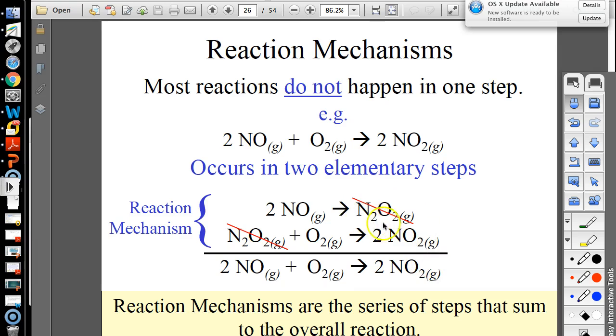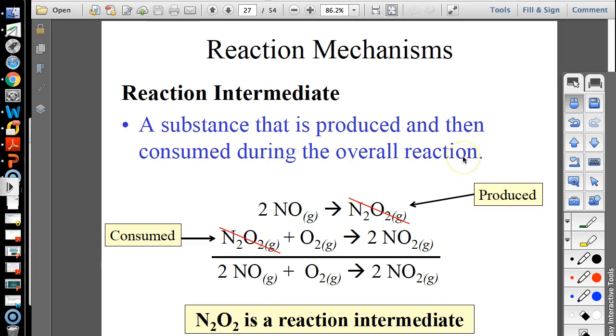Now this N2O2 is actually an intermediate, okay? An intermediate pops up in the middle and gets consumed during the reaction. So intermediates won't be there at the beginning. So it's not here, this is the beginning. This is step 1, it makes that, this is step 2, and that's what you end up with. You can use them to write the rate law. So let me move on to that part.